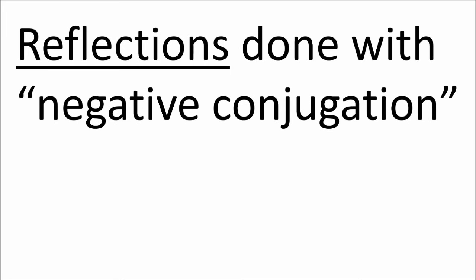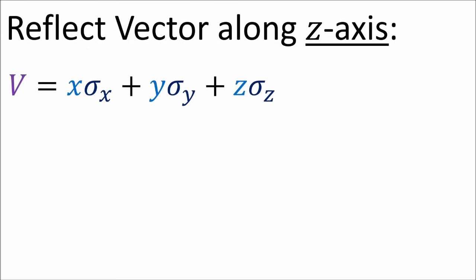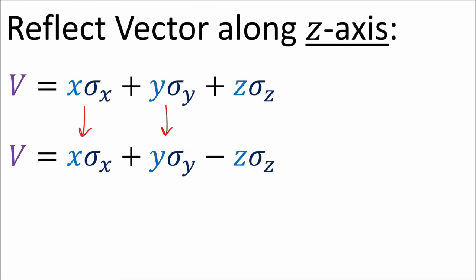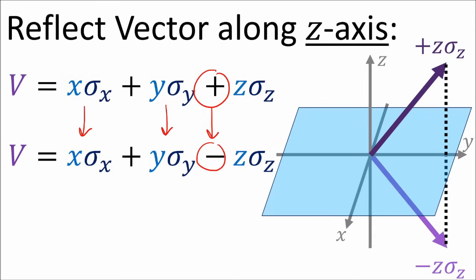We reflect vectors by performing negative conjugation on them using the vector we want to reflect along. Let's see how this works. If we want to reflect a vector along the z-axis, this means we leave the x and y components the same, but change the sign of the z component. So this is like if the plane perpendicular to z, the xy plane, is a mirror that we're reflecting in.